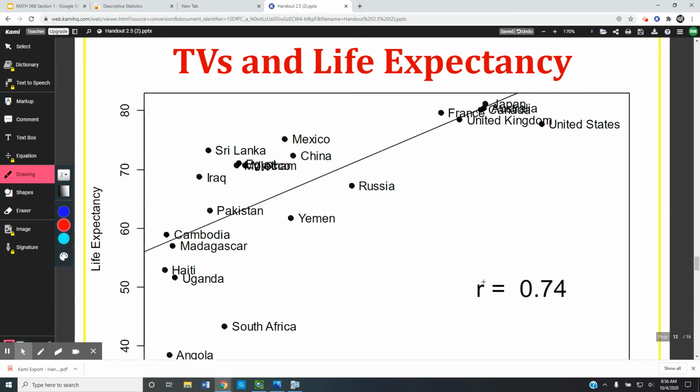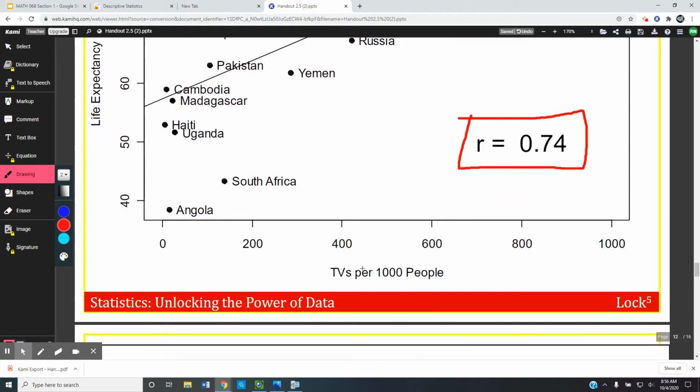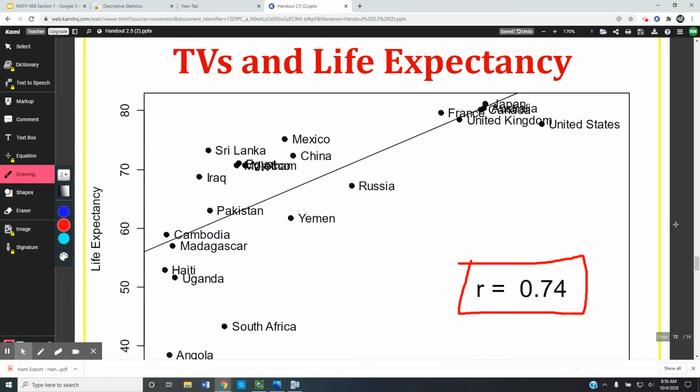Now here goes one that we've seen before. And we talked about this early in chapters, and I said, hey, we're going to come back and talk about this R 0.74 thing later. So this is the one where we talk about owning TVs and life expectancy. And remember, we debunked this, that there was a confounding variable, and that confounding variable is wealth. But there's still an association. We can't ignore that fact.